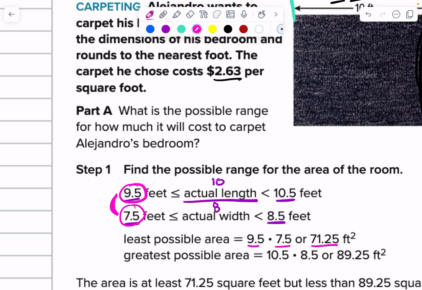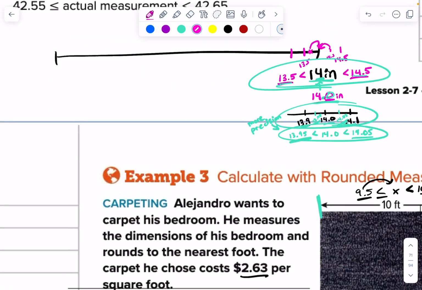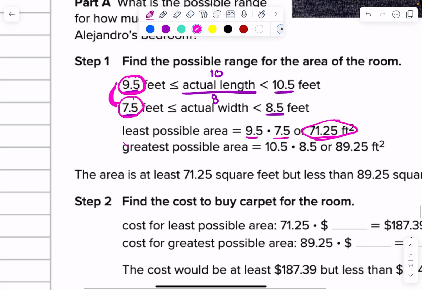There we go. Okay, so at the bare minimum, I have a 9.5 by 7.5, which gives me 71.25. That is the minimum amount it could be, right? The smallest dimensions I have are those two, and if I multiply them together, it's 71.25. That is the minimum that this carpet could be, okay?